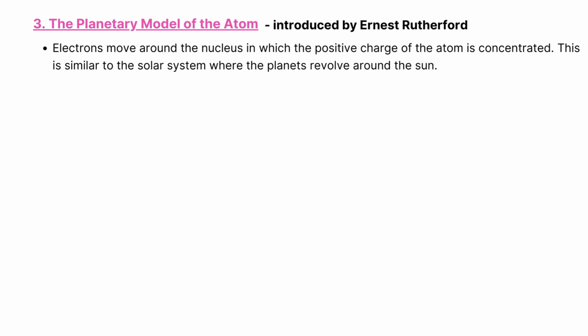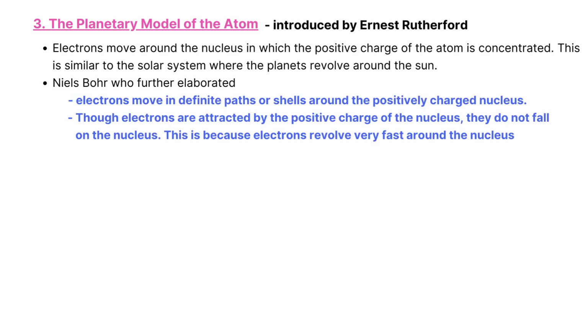Then people had questions saying that, okay, now in this the positively charged protons are in the center and the negatively charged electrons are moving around this nucleus. Normally the positive and negative charges attract each other. In that case these electrons should get attracted to the nucleus and fall on it. So Niels Bohr, who further elaborated Rutherford's model, stated that the electrons move in definite paths or shells around the positively charged nucleus. And electrons revolve very fast around the nucleus.